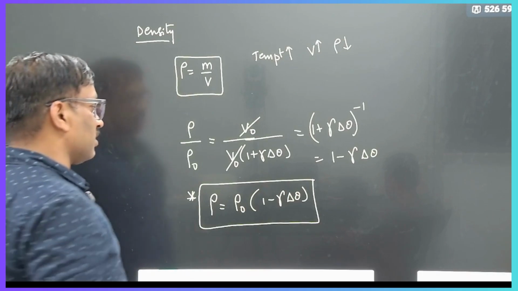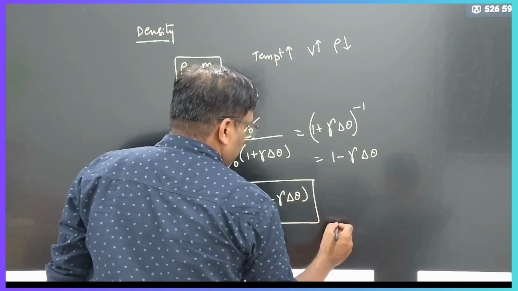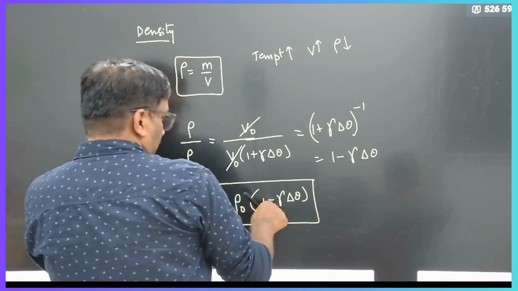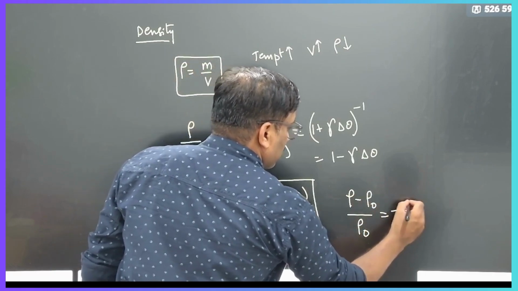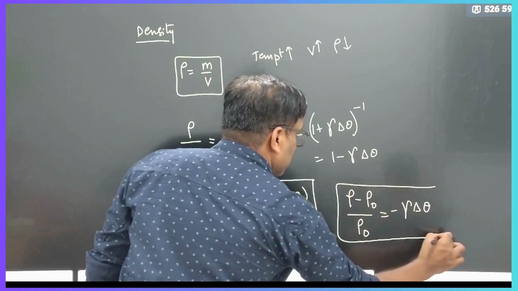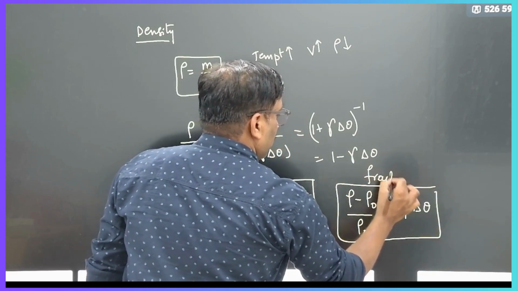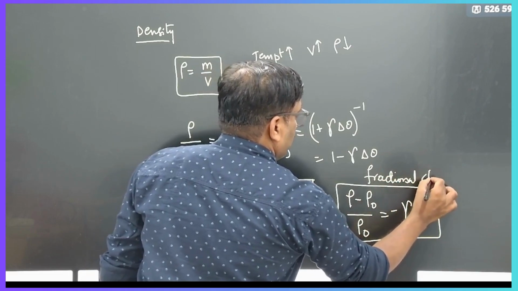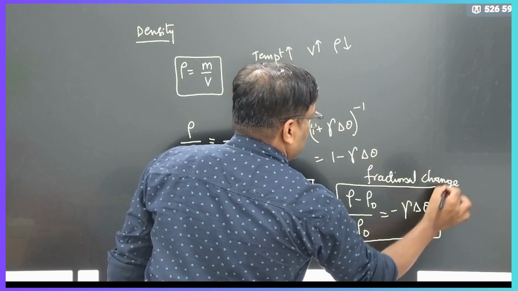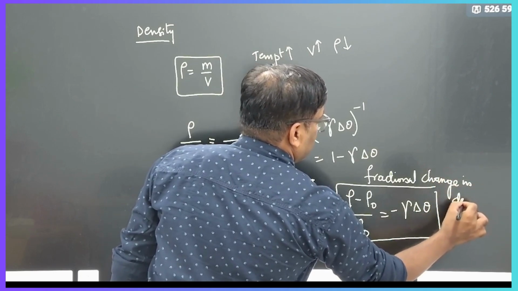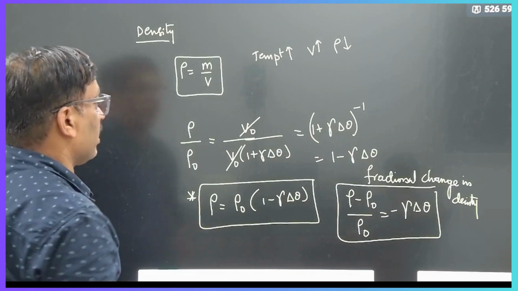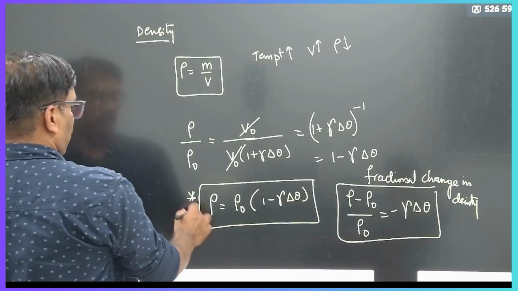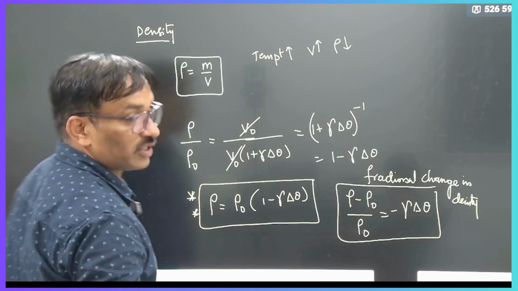So they may ask you the fractional change in the density. Therefore, fractional change in the density, how to do it? Multiply it. Change in density, minus rho naught by rho naught, is equal to minus gamma into delta theta. So this is called fractional change in density. Don't confuse the words change in density. Clear? Fractional change in the density. So this is an important formula. These are all important applications. Let us see one more application here.